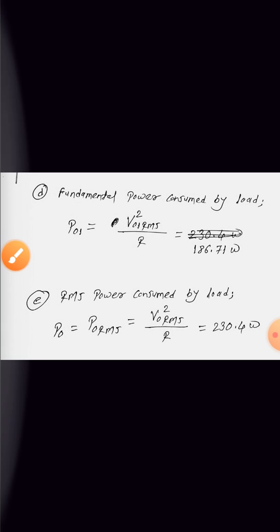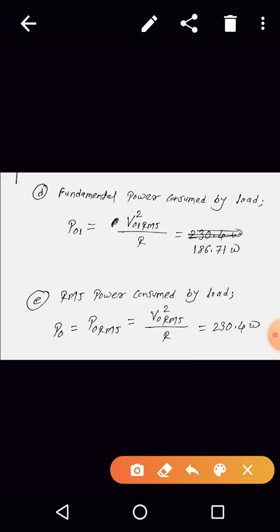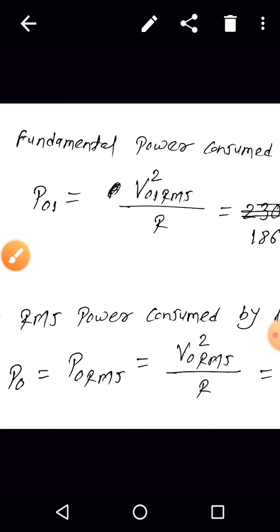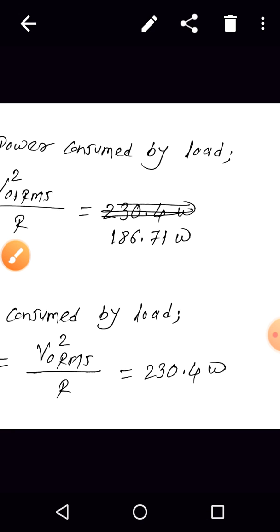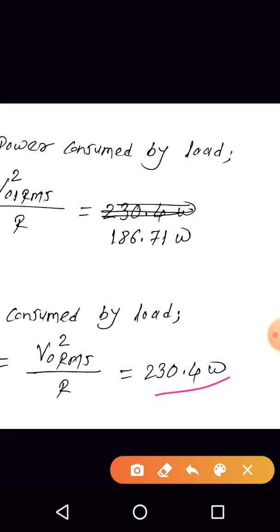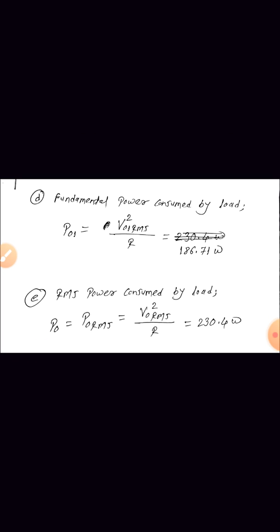Next, last bit, they ask for the RMS power consumed by the load, right? RMS power consumed by the load means the total power consumed by the load. So for finding the total power consumed by the load, we need to consider V0 RMS. So the RMS power consumed by the load, P0 RMS, it is V0 RMS square upon R, right? We know V0 RMS is EDC by 2, so 48 square divided by R, which is 10, so you will be getting the answer 230.4. So this is about the numerical based on the single phase half bridge inverter with purely resistive load.